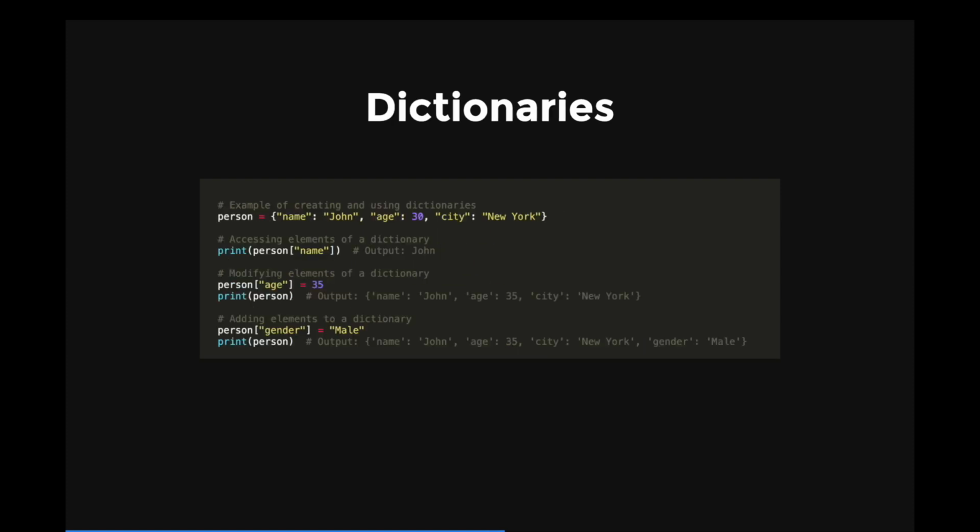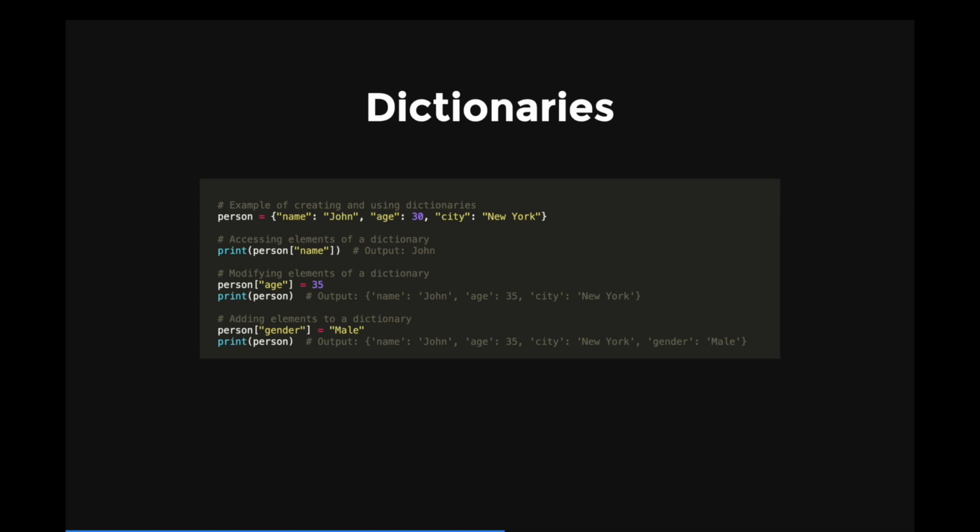Dictionaries. Dictionaries are unordered collections of key value pairs. Each key value pair in a dictionary maps the key to its corresponding value. Dictionaries are mutable and can be modified after creation. So if you see, dictionaries are assigned using curly brackets. Here, person equal to curly bracket, name is John, age is 30, city is New York. This is how you create dictionaries.